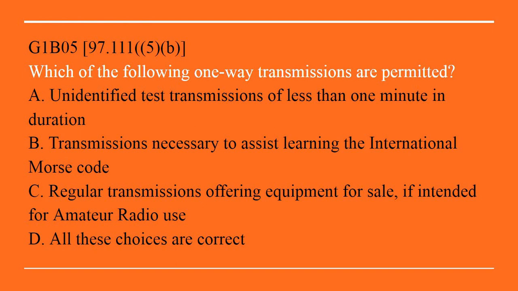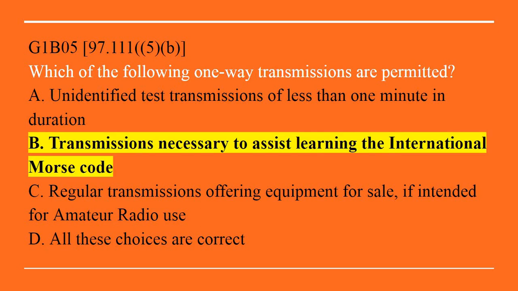G1B05. Which of the following one-way transmissions are permitted? A. An unidentified test transmission of less than 1 minute in duration. B. Transmissions necessary to assist learning the International Morse code. C. Regular transmissions offering equipment for sale if intended for amateur radio use. Or D. All of these choices are correct. Correct answer is B. Transmissions necessary to assist learning the International Morse code.